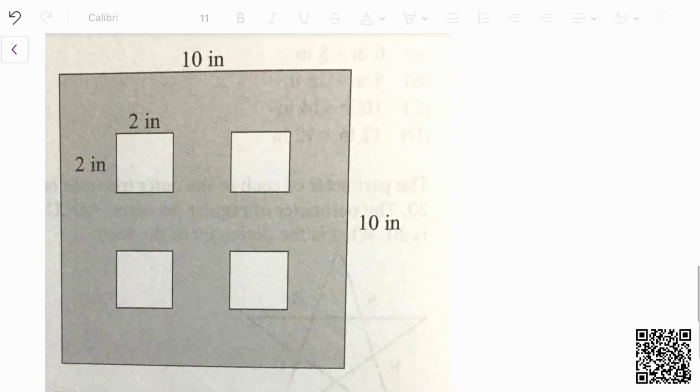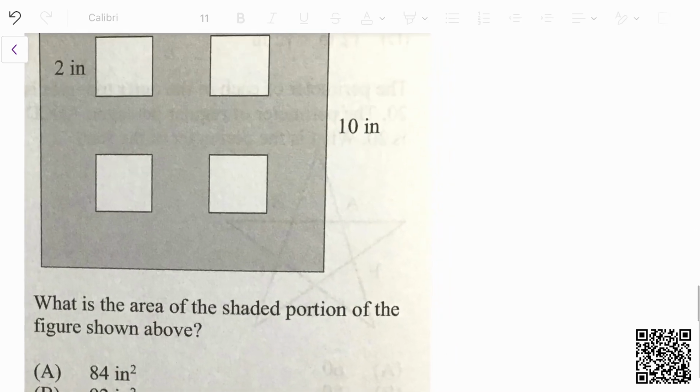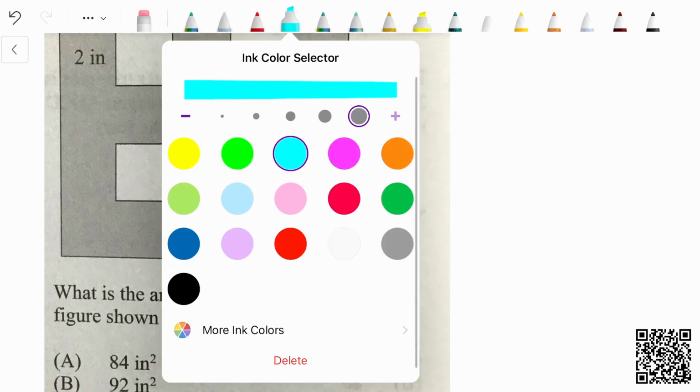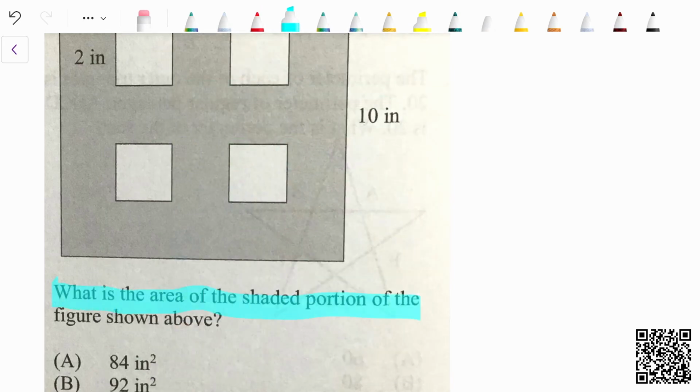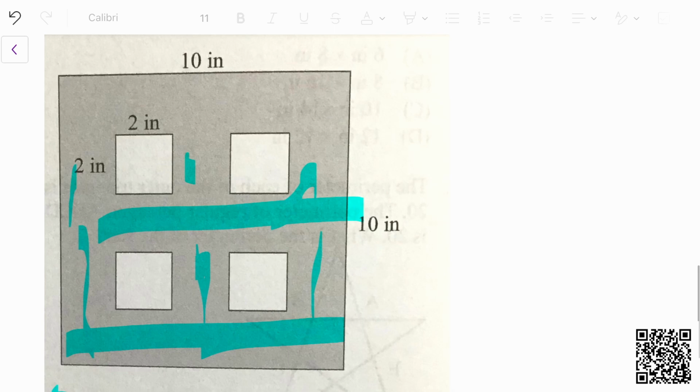All right, moving on to the next question. Let me scroll up. Okay. It keeps sliding. I don't know why. All right, so what is the area of the shaded portion of the figure above? So this is just like the shaded portion. There's a few non-shaded portions, but we'll deal with that. So as it says, the shaded portion.